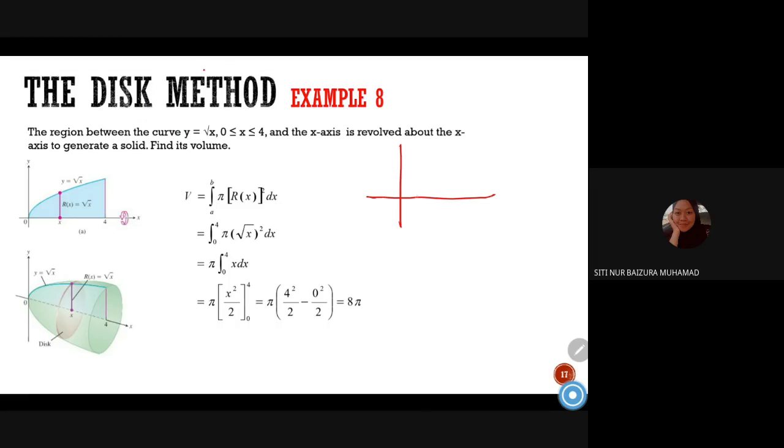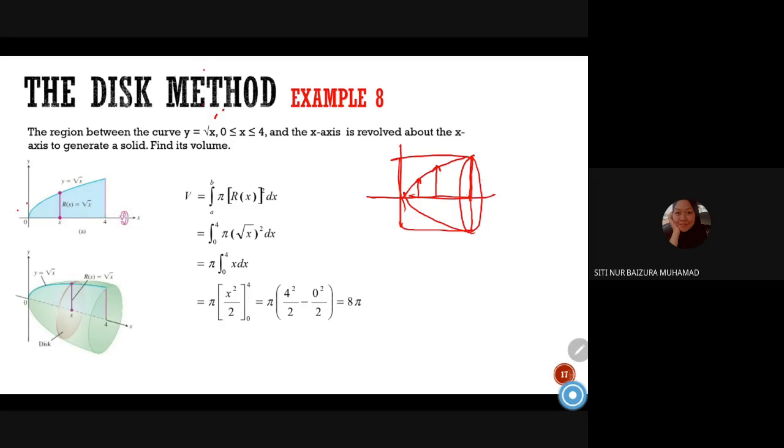Betul dah tadi ni. Sorry for making you confused. Betul. Okay, R kita sama dengan Y. Okay, kat mana kita berada. So, silinder kita macam ni.